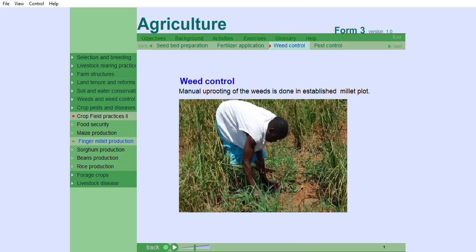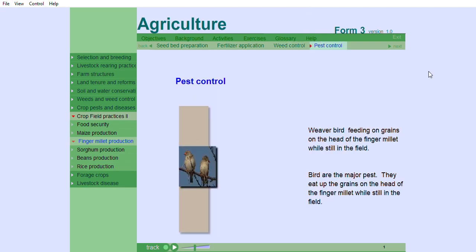Weed control. Manual uprooting of weeds is done. Pest control. Birds are the major pests. They eat up the grains on the head of the finger millet while still in the field.